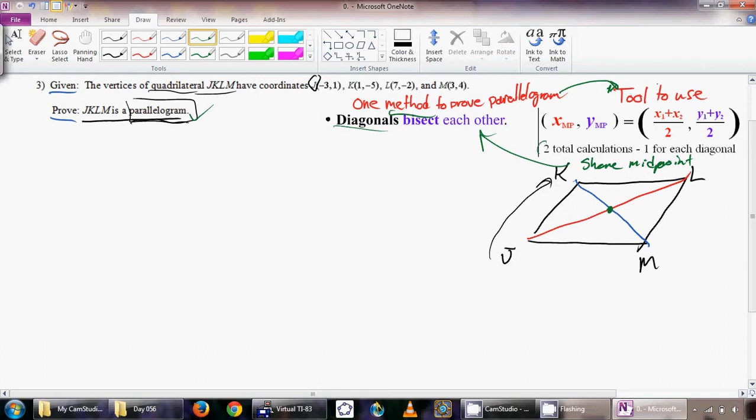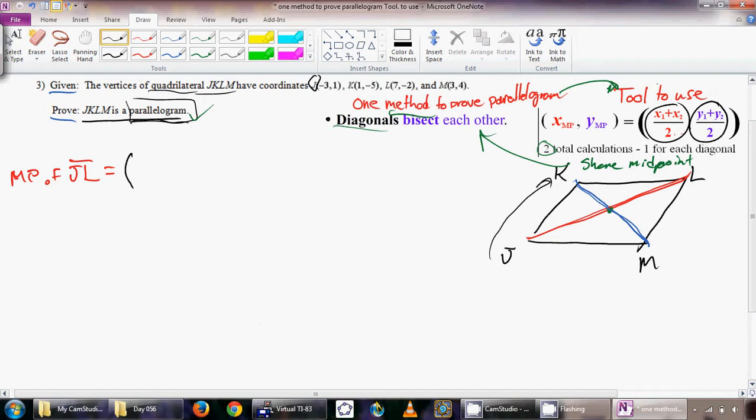So we have to make 2 calculations. For diagonal JL, we're going to calculate the midpoint, and then we're going to calculate the midpoint of KM and show that they're the same and write up our proof. So let's go ahead and get started. The midpoint of segment JL is going to come from 2 calculations, from the X and the Y.